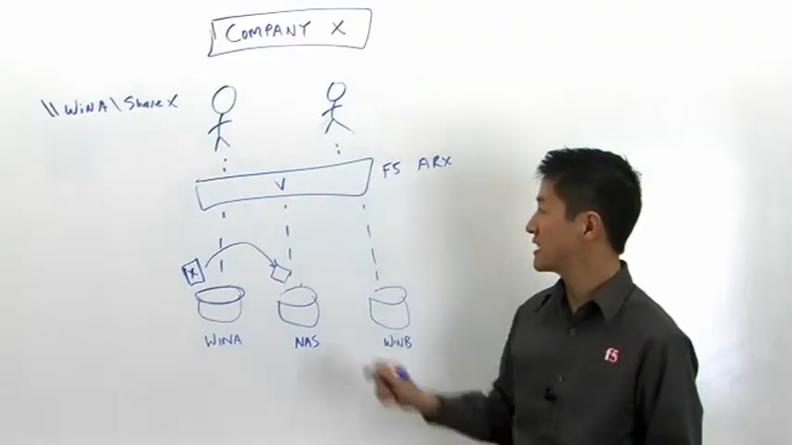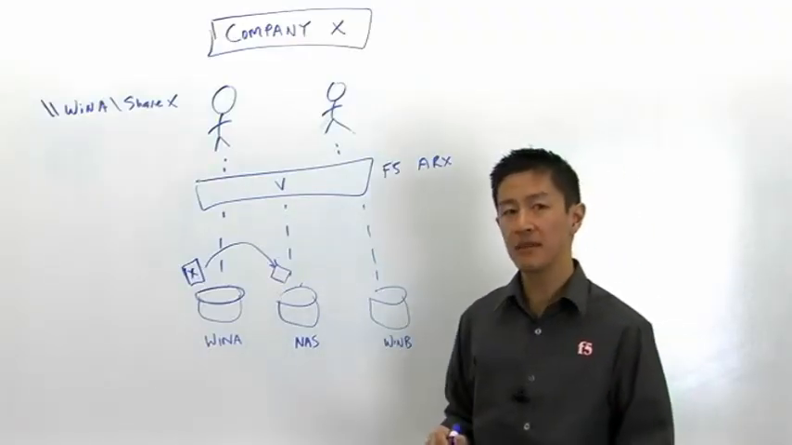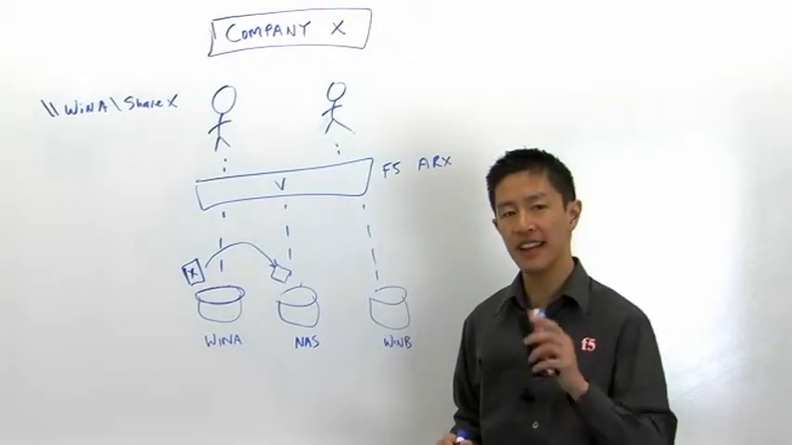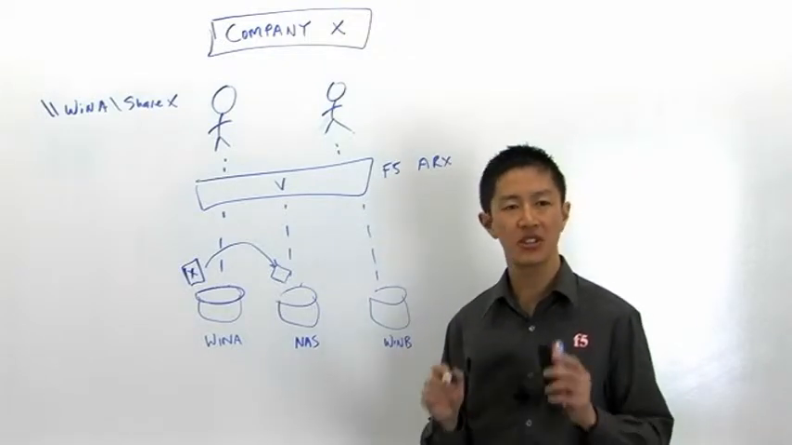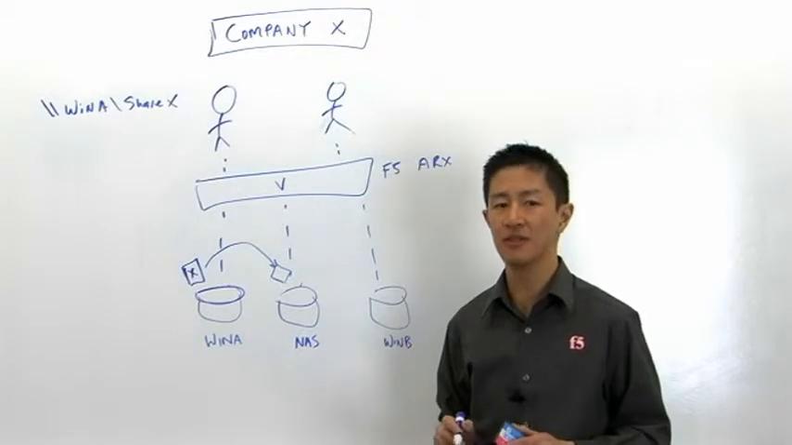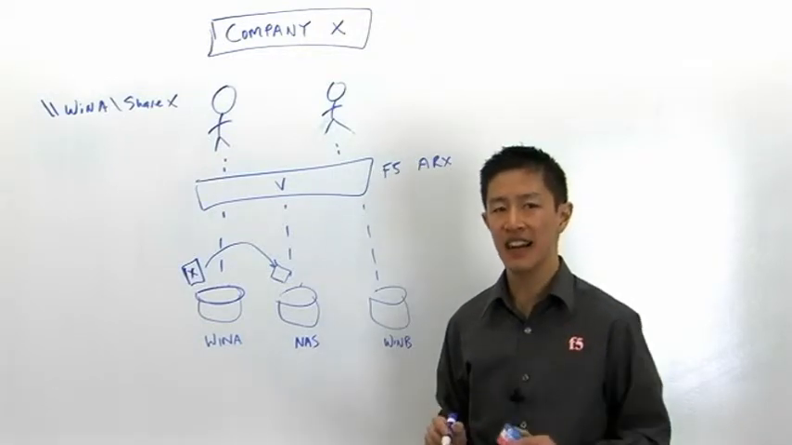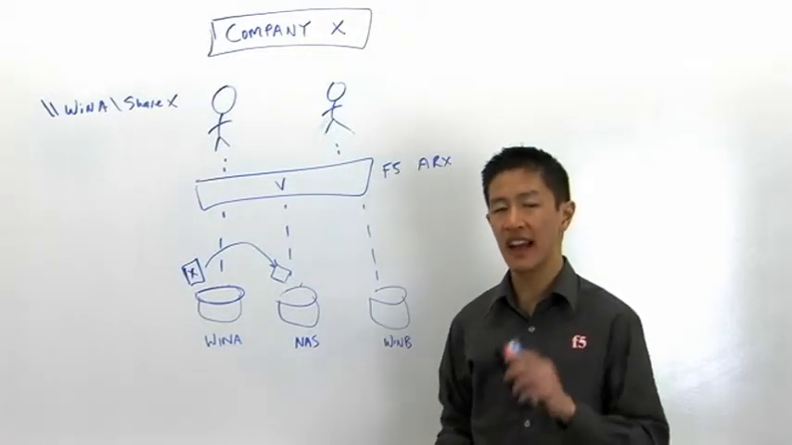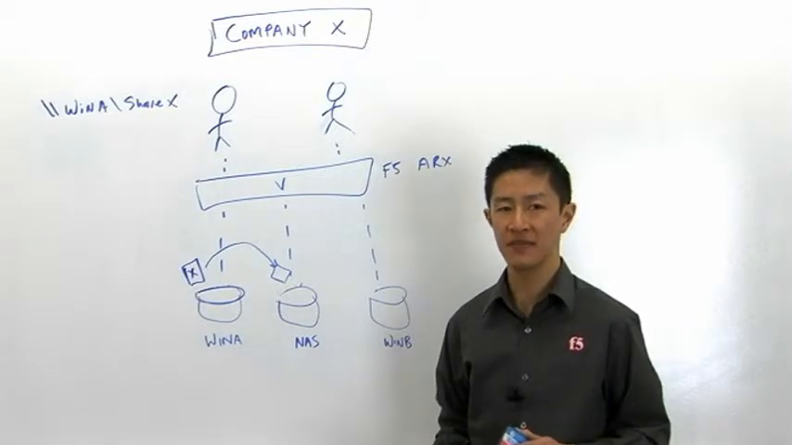So using intelligent file virtualization, Company X was able to perform their next consolidation project in just 2 weeks instead of 4 months. That's a lot of time, a lot of resources, and a lot of money we just saved.